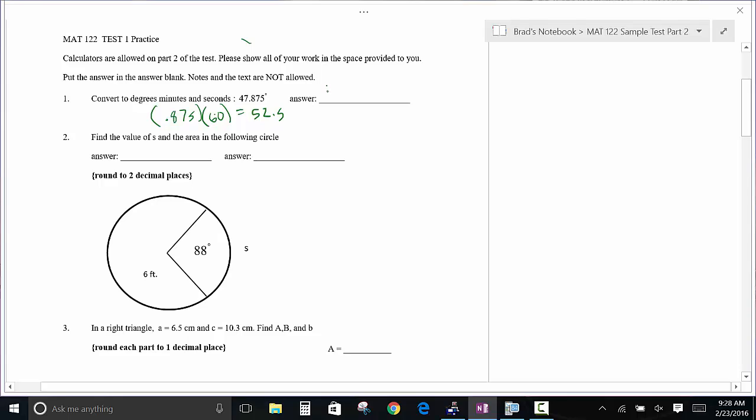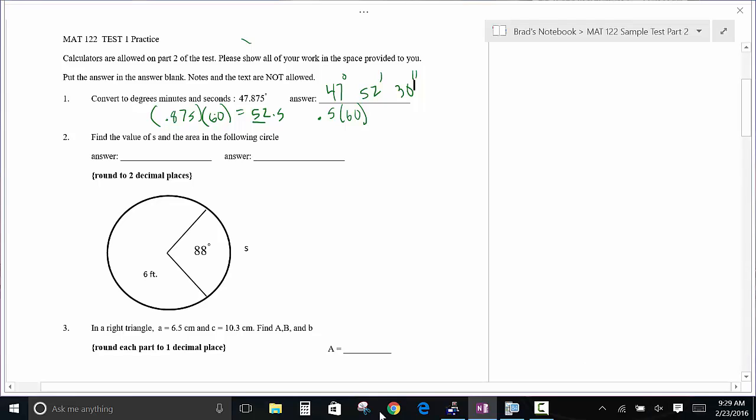So what you would get is 47 degrees, 52 minutes. And then what do you do with the 0.5? Multiply it by 60 again, which gives 30 seconds. So you can do it like that.